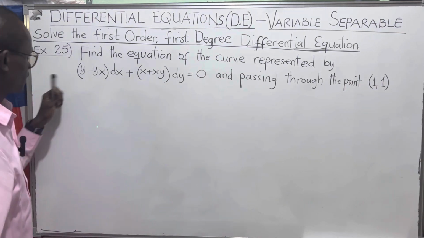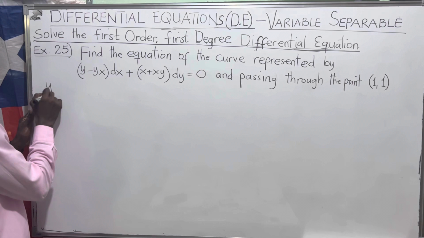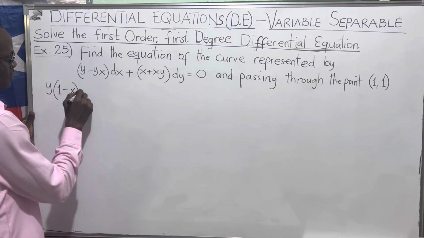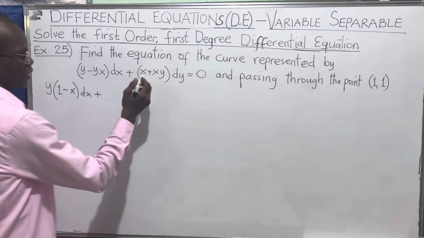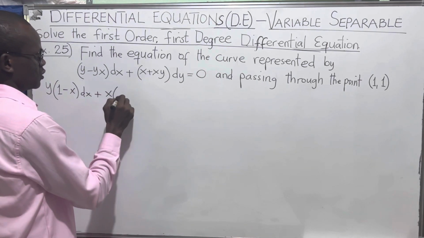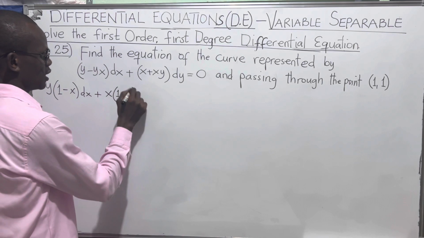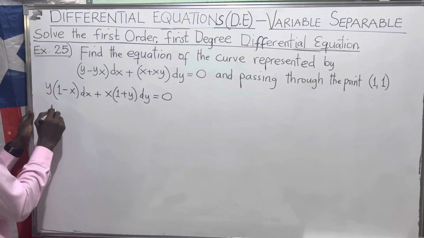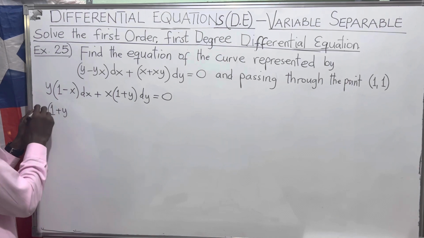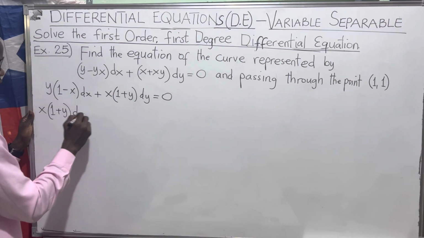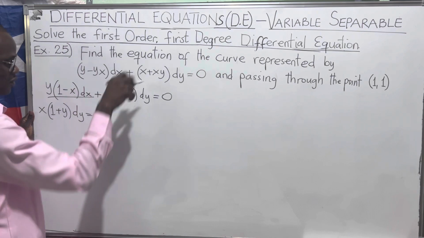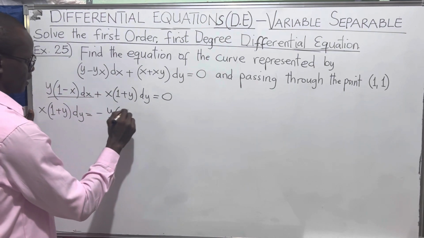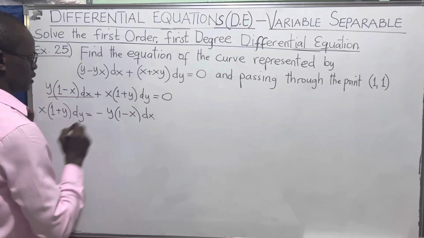We already know that we can factor out y, so we'll be left with 1 minus x dx. And then we can factor out x, and we'll be left with 1 plus y dy equals 0. So I will maintain 1 plus y dy and then send this across the equal sign. So it will be negative y times 1 minus x dx.